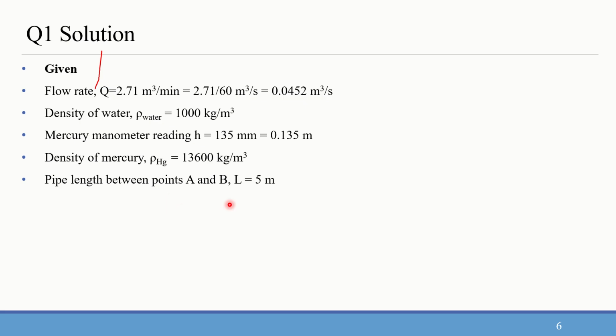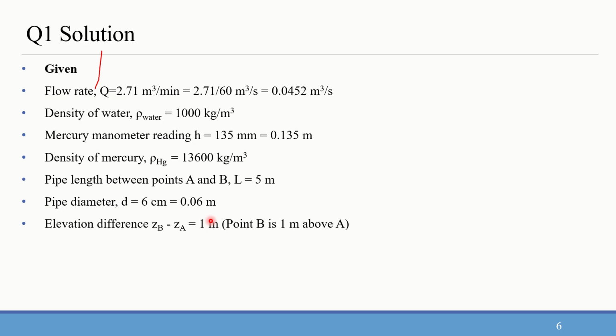Pipe length between points A and B is given as 5 meters. And pipe diameter is given as 6 centimeters. So it is 0.06 meter. And elevation difference, B is higher than A. So ZB minus ZA is 1 meter. Point B is 1 meter above point A. Pressure at point A is higher than at point B. These are all the things given in the question.